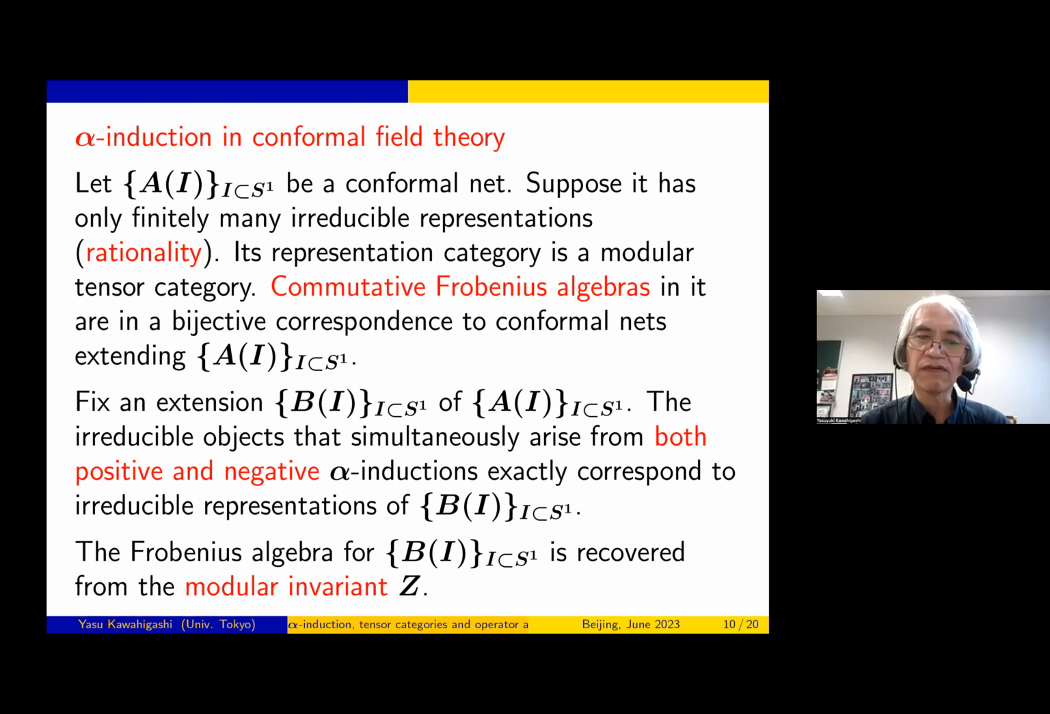If we have only positive induction, then we don't get an irreducible representation of the larger family. And if we apply only negative induction, we still get a representation category of the larger conformal field theory. And if you look at the intersection of positively induced representation and negatively induced representation, then we exactly get a real representation, a genuine representation of the larger conformal field theory. So here we have a more subtle situation. And also the Frobenius algebra is recovered from the so-called modular invariant matrix here.